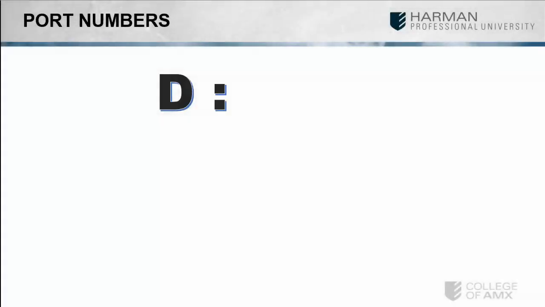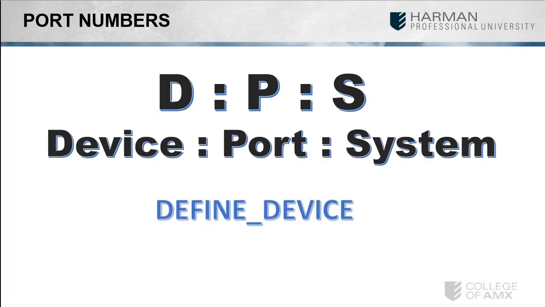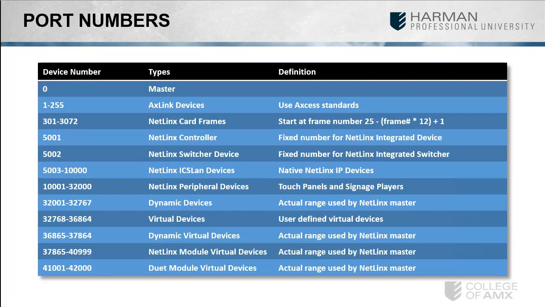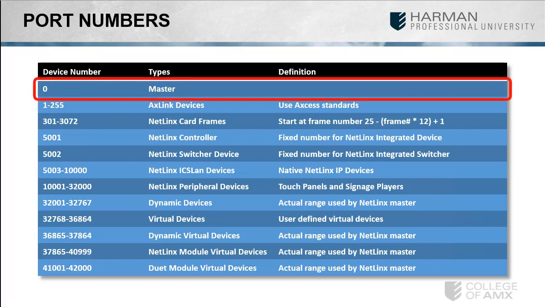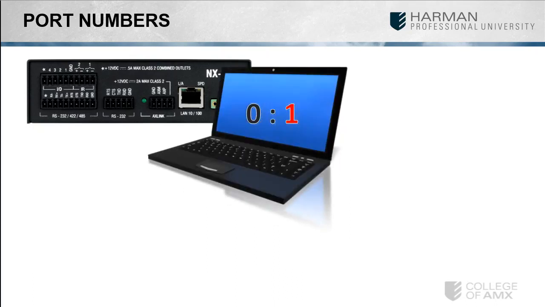Next up, we'll discuss the P in DPS, the port number. Due to the fact that many AMX products have multiple port numbers, every item in the Define Device section must list the port number. Since device 0 is the master, we always use port 1 for communicating directly with the master. Port number 2 is not used, and any port above 3 is used for connections to IP devices.